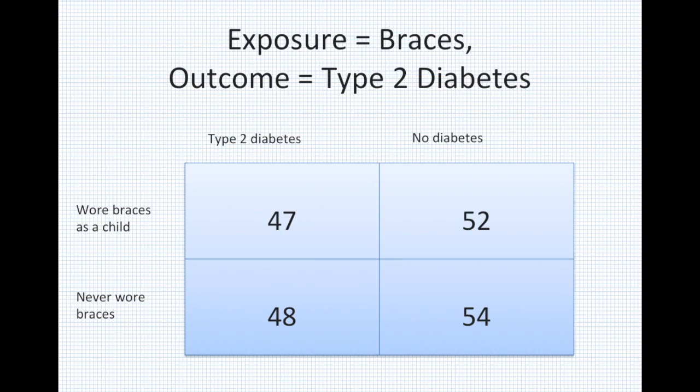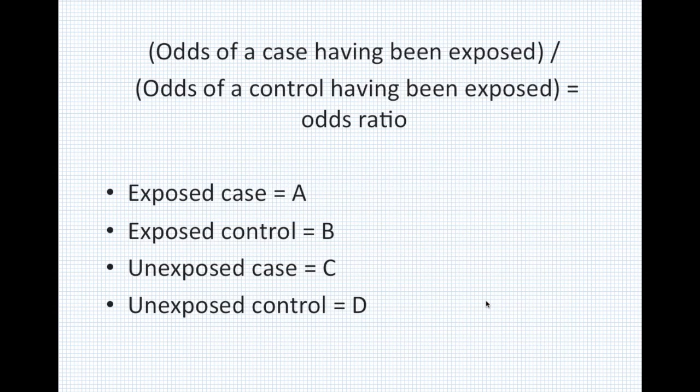So, we have exposure, or braces wearing as a child, and outcome, or type 2 diabetes. So we have our 2x2 table, A, B, C, D. Let's calculate an odds ratio now. So an exposed case is group A, an exposed control is group B, an unexposed case is group C, and an unexposed control is group D.